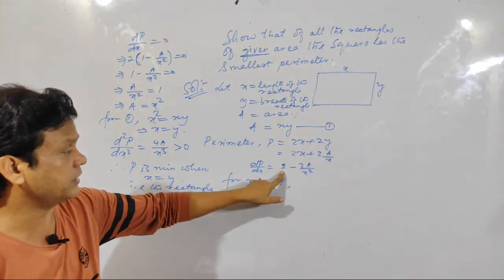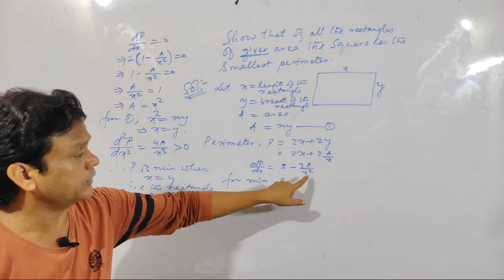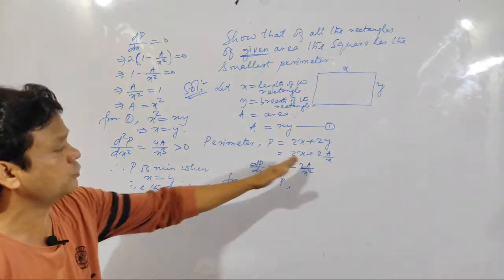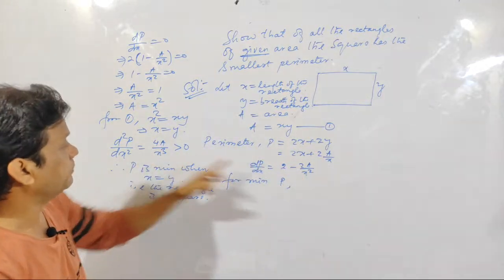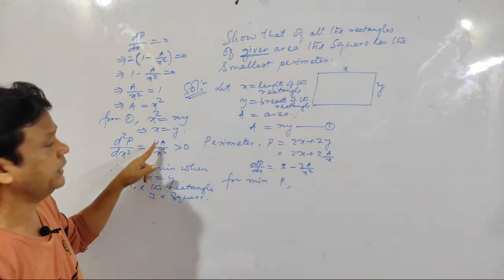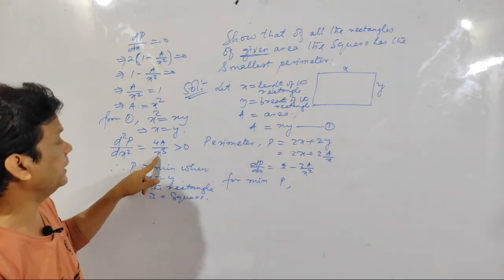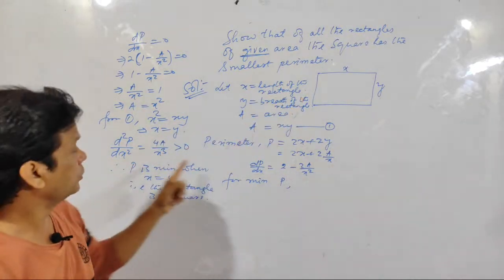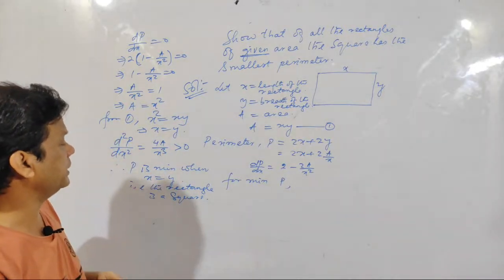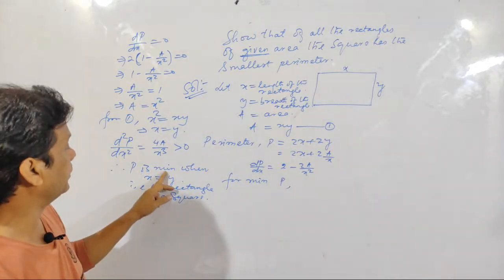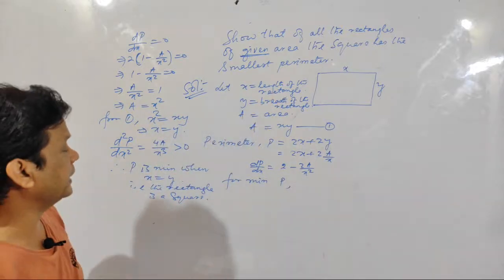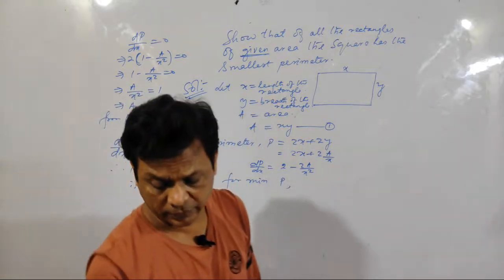And minus 2 is a constant. So take x square to the numerator. It will become x to the minus 2. And the derivative is minus 2 by x cube. So it will be 4A by x cube. And 4 is a positive quantity. Area is also positive. And x is also positive because x is length. So all total it is a positive quantity, so greater than 0. And if the second derivative is positive, then the function is minimum. So P is minimum when x is equal to y. And x is equal to y means the rectangle is a square. Clear?